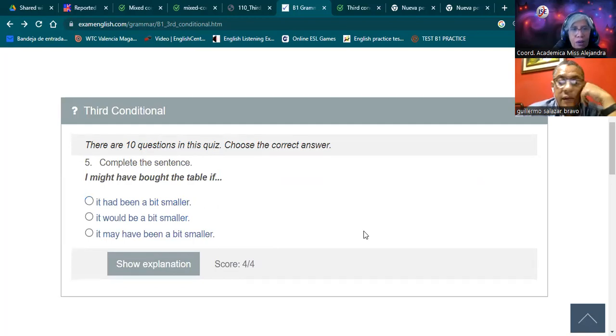I might have bought the table if it had been a bit smaller.